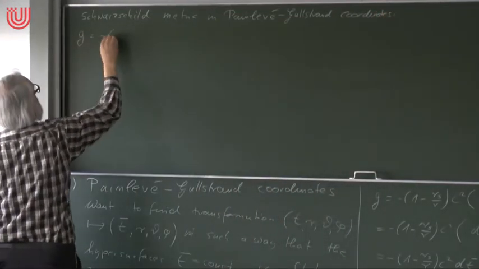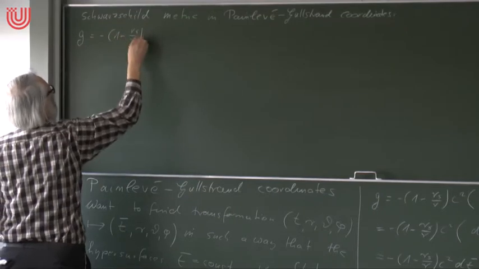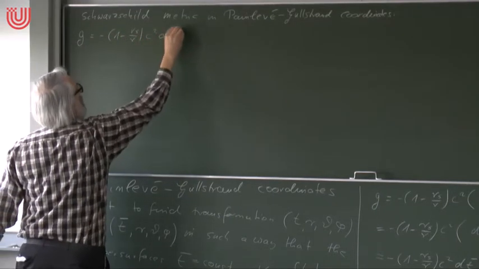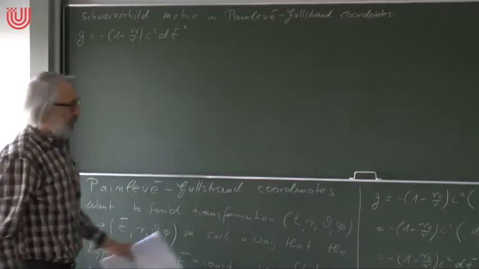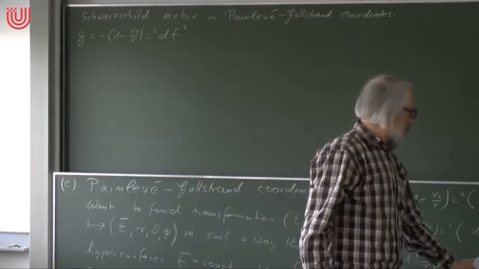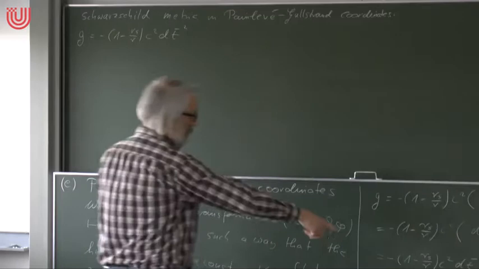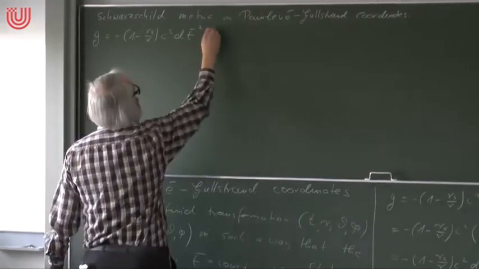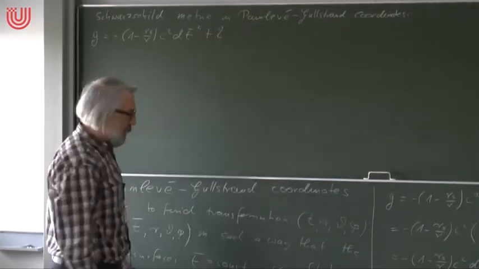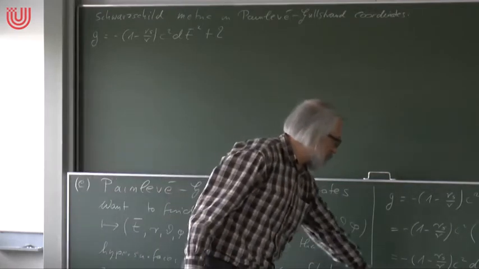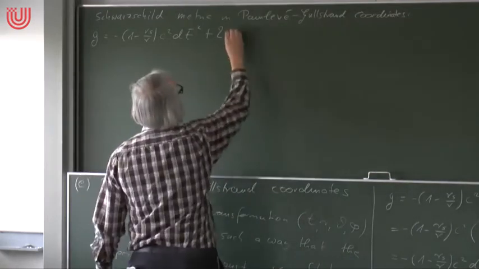So I have G is minus Rs over R C squared bar squared. Then I have the mixed term. And here I have now to insert my f prime, which I have calculated down there. So I get plus 2 times f prime. Here's f prime. And we choose the plus sign. So it's root Rs over R.